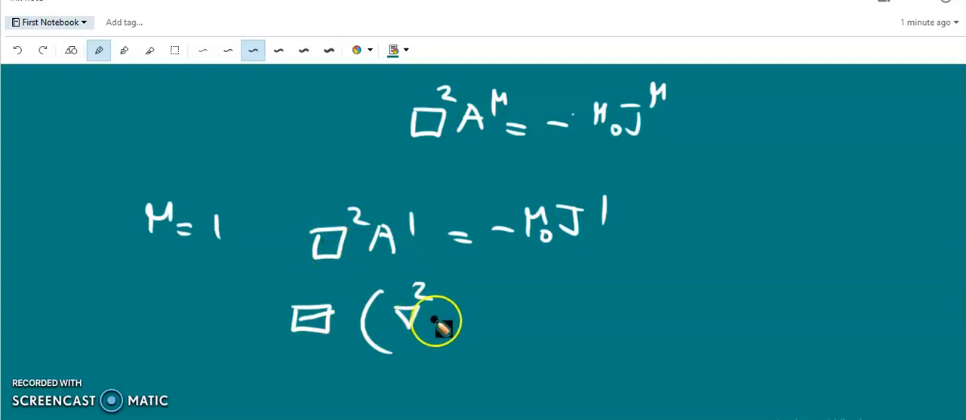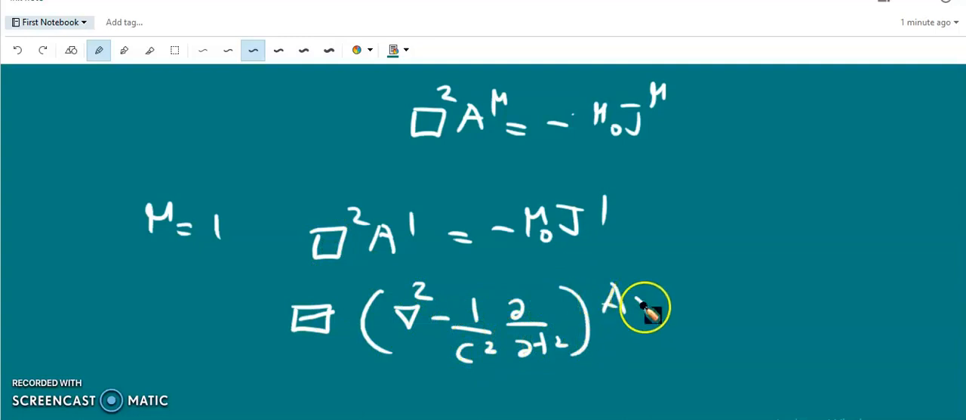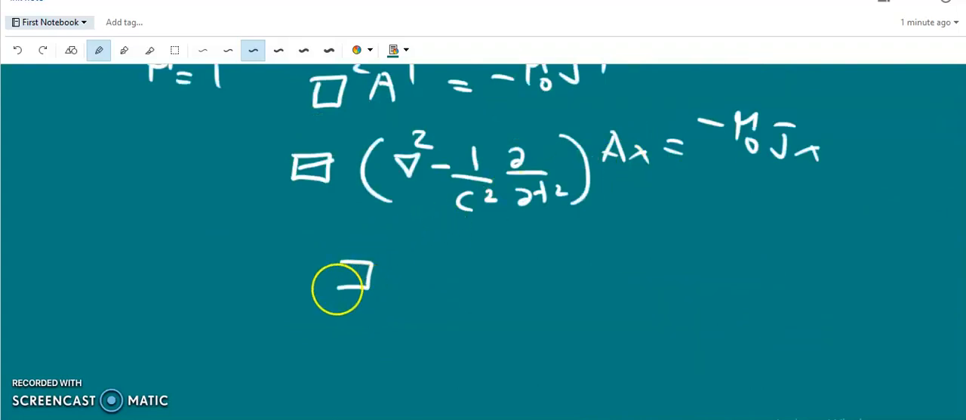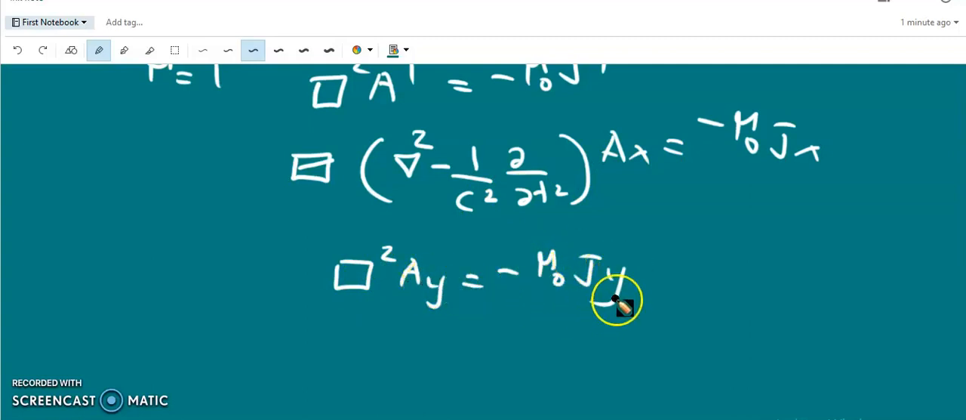The d'Alembertian is equal to del square minus 1 by c square dou by dou t square. A1 means Ax, equal to minus mu 0 jx. Writing this similarly for 2 and 3, we get del square Ay is equal to minus mu 0 jy. That is, when we write A2, A2 is Ay and j2 is jy.